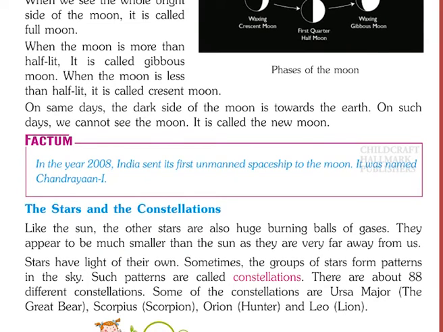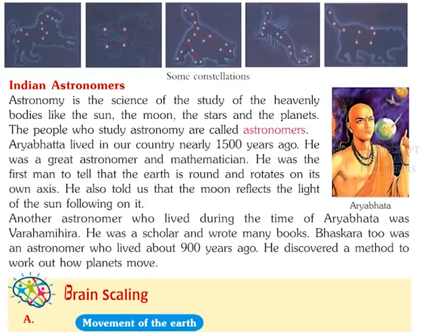Sometimes the groups of stars form patterns in the sky. Such patterns are called constellations. There are about 88 different constellations. Some of the constellations are Ursa Major, the Great Bear, Scorpius, Scorpion, Orion, Hunter, and Leo, Lion. Look at some of the constellations.